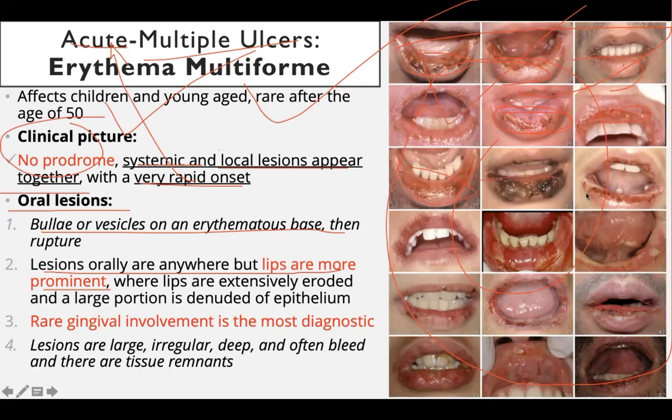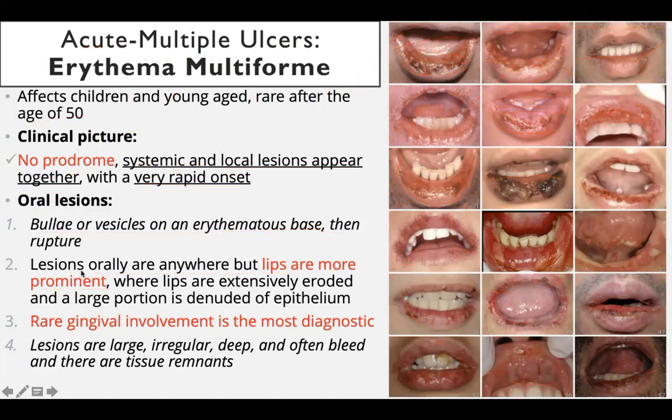So we have multiple vesicles rupturing, with rapid onset, destroying the lips, involving the lips. Lesions orally are anywhere, but lips are more prominent. The lips are extensively eroded, the mucosa is eroded, and a large portion is denuded of epithelium. The epithelium is gone, destroyed, eroded. Extensive erosion on the lips.